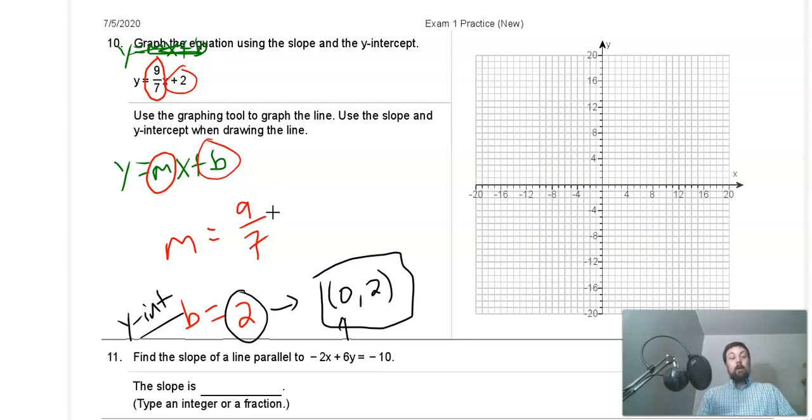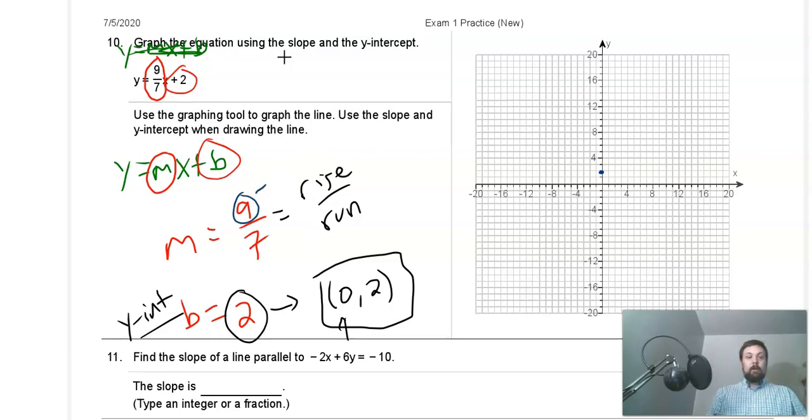The slope, we want to think of this as rise over run, and the slope gives me directions for finding another point. So I can start at 0, 2, and then from there, I use the slope to find a second point. And then once I have 2 points, I can graph the line, because all I need are 2 points to graph the line. And so the top number is a 9. It's positive. So that means we are going to go up 9.